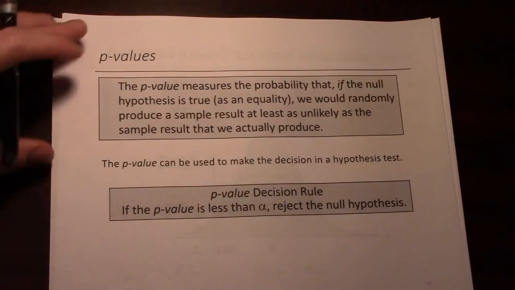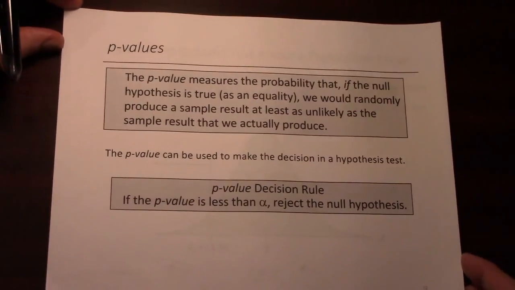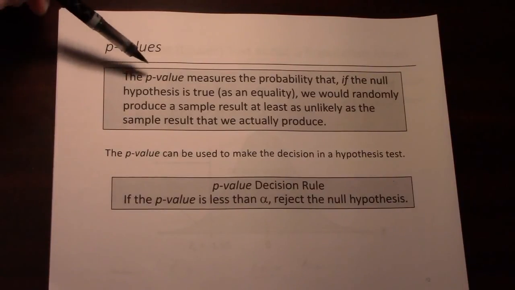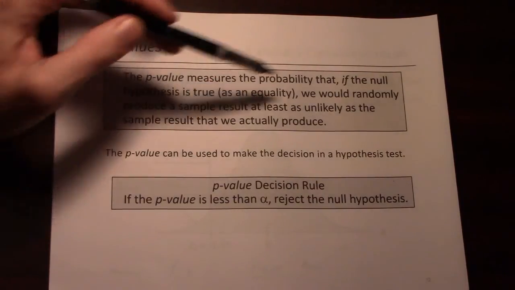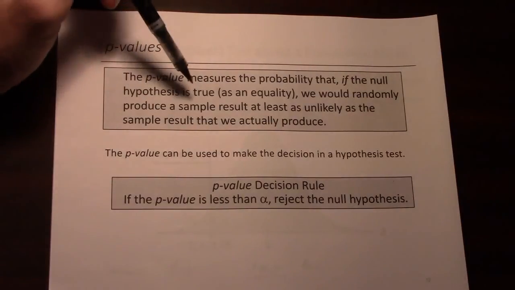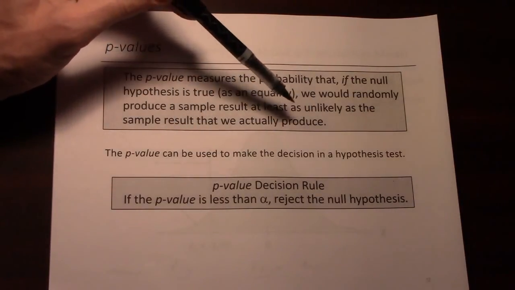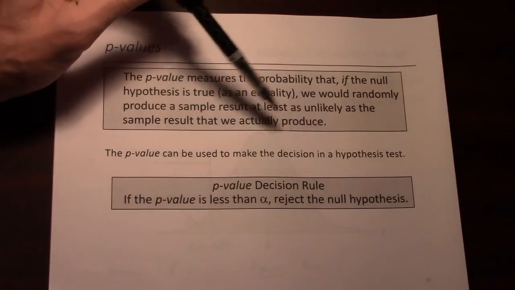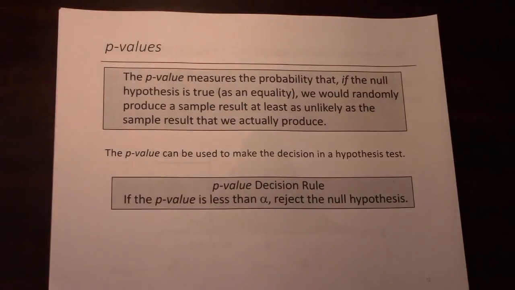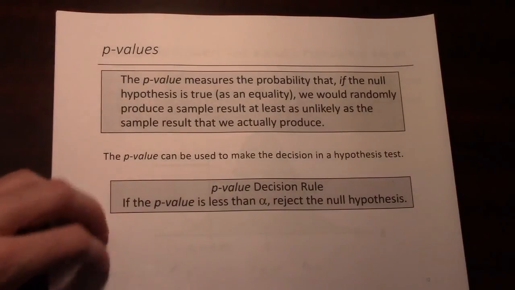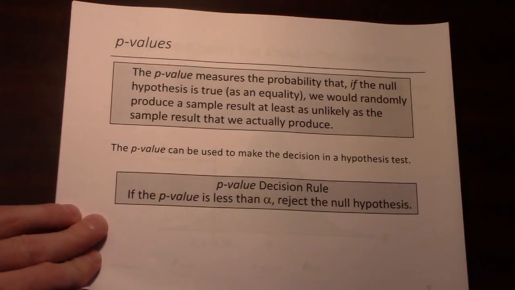All right, next slide, we have a definition of p-value. You've heard me say it a number of times. I'll read it once more. P-value measures the probability that if the null hypothesis is true, we would randomly produce a sample result at least as unlikely as the sample result we produced. Okay, fine. Find the area under the curve. And if it's a two-tailed test, double it. If it's a one-tailed test, don't double it. And we can apply the p-value decision rule as we have discussed.